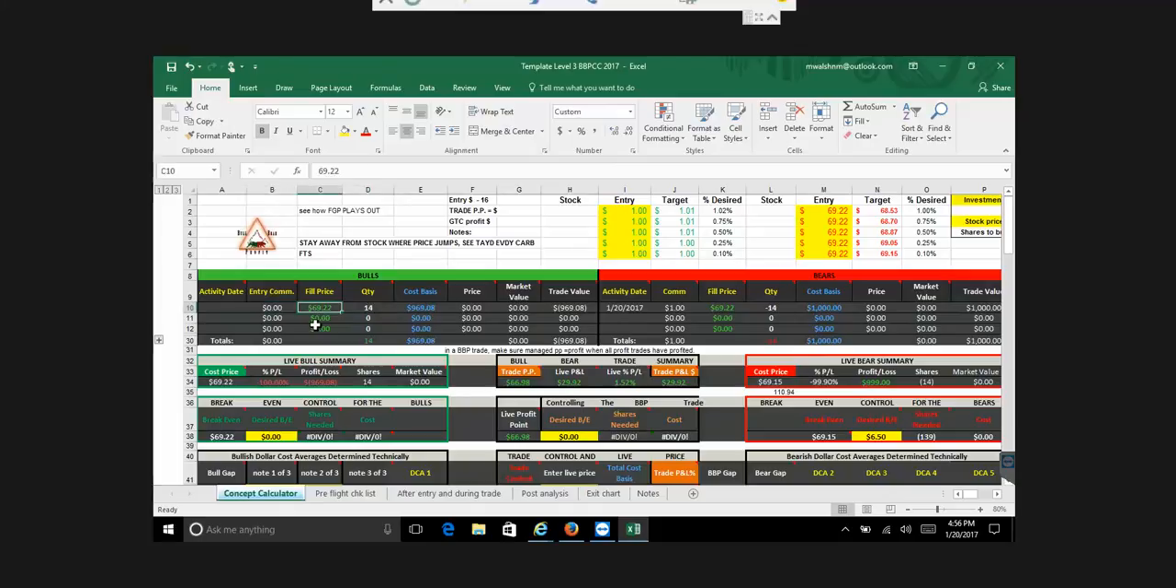So that way you would enter the trade at 69.22. You would buy 14 shares, and then that trade would execute, and you're going long. To get out of the trade, you would enter in your limit order. Right. Yes, exactly. You would sell 14 shares at a limit price higher than 69.22 because you're going long.